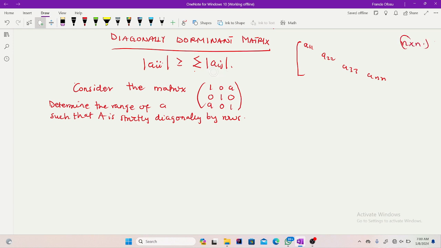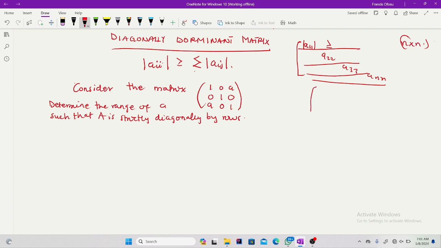So if we want to see if our matrix is diagonally dominant, it means that when I take the absolute value of each of these diagonal entries, it should always be greater than or equal to the sum of the other entries row-wise. So when I take every row, the absolute value of my principal diagonal entry should always be greater than or equal to the sum of the other row members.